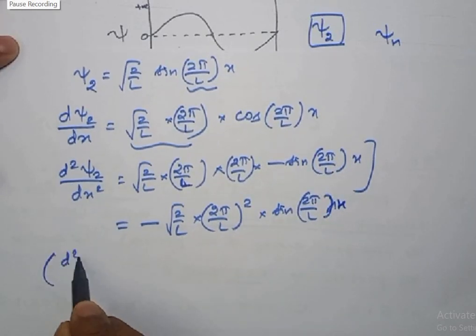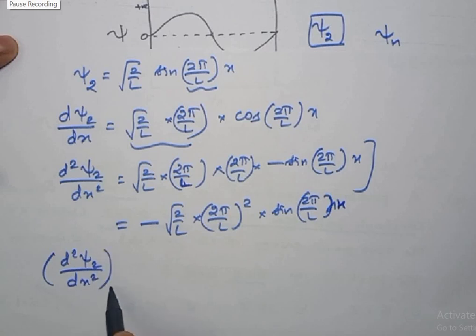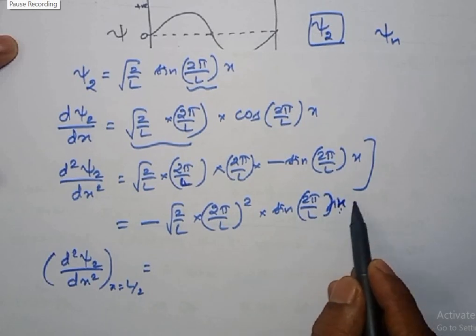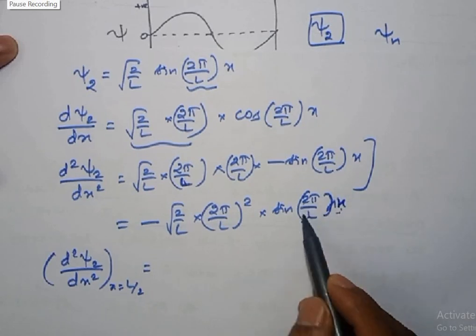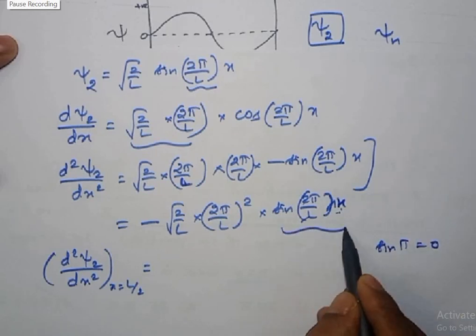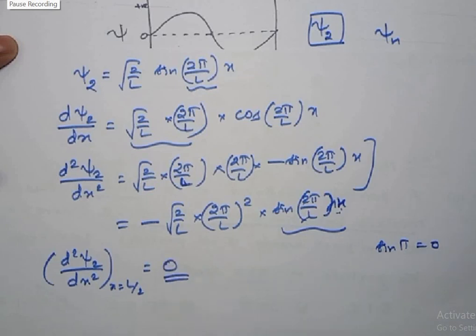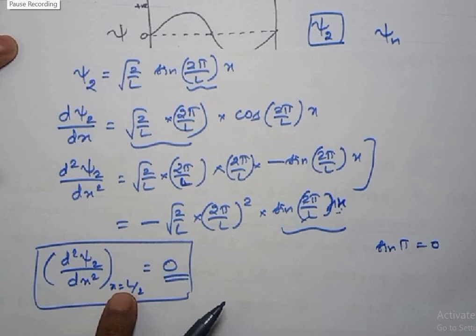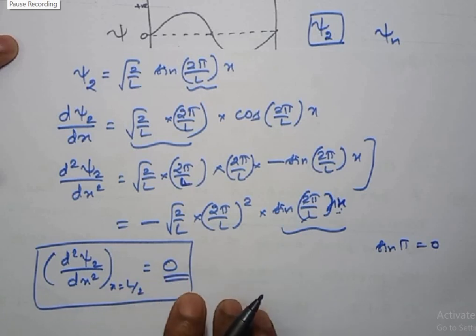Now what is the value of the second derivative of the wave function at x equal to L by 2, at the middle of the box? Put x equal to L by 2 here. L cancels, 2 cancels, and with sine pi, you know very well, sine of all pi values are 0. So this becomes 0, therefore the entire value becomes 0. So the second derivative value at x equal to L by 2 is 0.